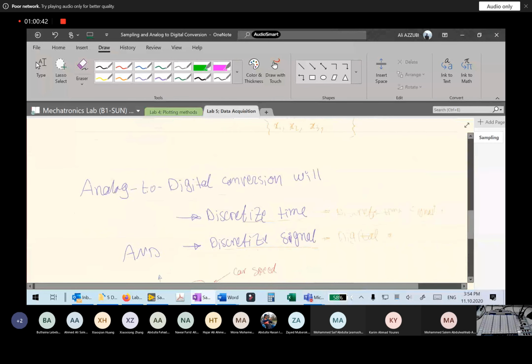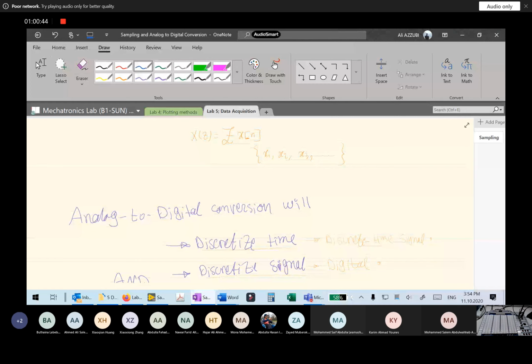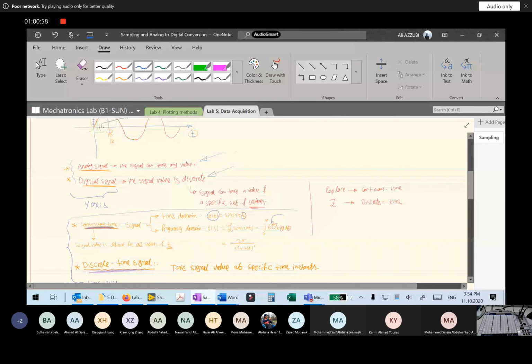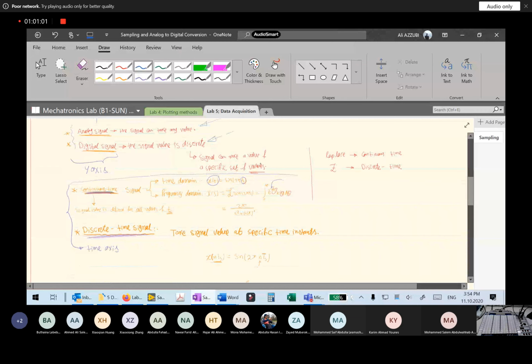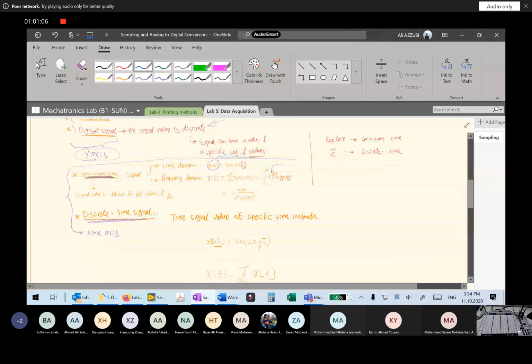The summary from all of this, the thing you need to remember, is the following. I have an analog signal. For an analog signal, the value itself can be anything, but for a digital signal, the value cannot be anything. It can only take a value from a specific set of values. Now this is the y-axis. Now the time axis: if you discretize or sample in time, you'll get what you call discrete time signals.